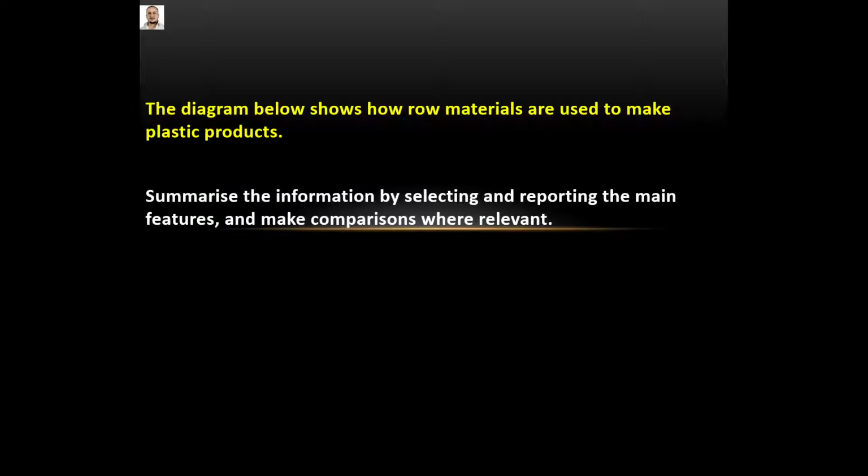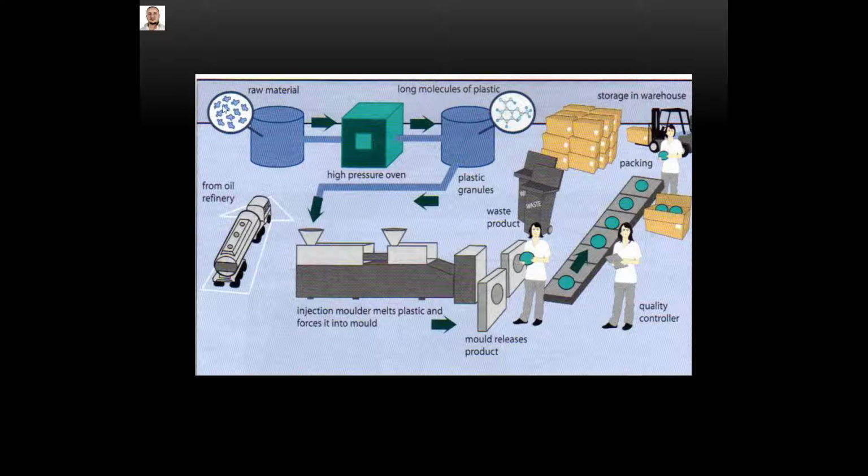When you write Task 1, especially the diagram, you just interpret the drawing into words. You don't write your opinion at all. Okay, again, you don't write your opinion at all. The question says, summarize the information by selecting and reporting the main features and make comparisons where relevant. Okay, let's come here to the drawing.